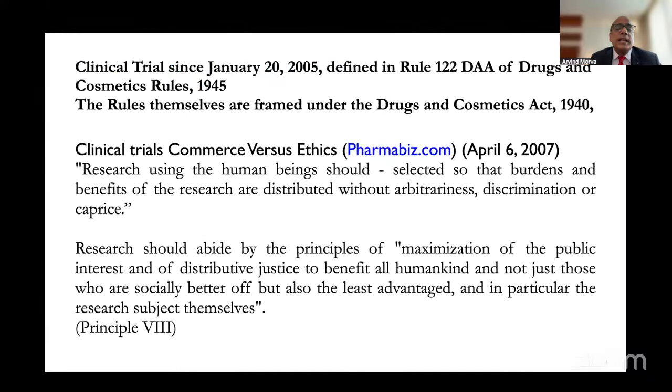As per the clinical trial definition since January 20, 2005, in Rule 122DA of the Drugs and Cosmetics Rules 1945, there is this clinical trial commerce versus the ethics, pharma-based. Research using human beings should be selected so that the benefits of the research are distributed without arbitrariness and caprice. And research should abide by the principle of maximization of the benefits and interest and of distributive justice to benefit all humankind.